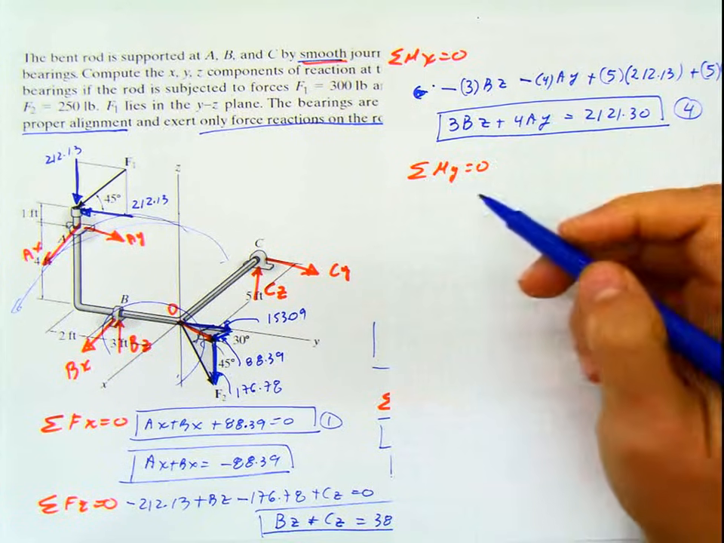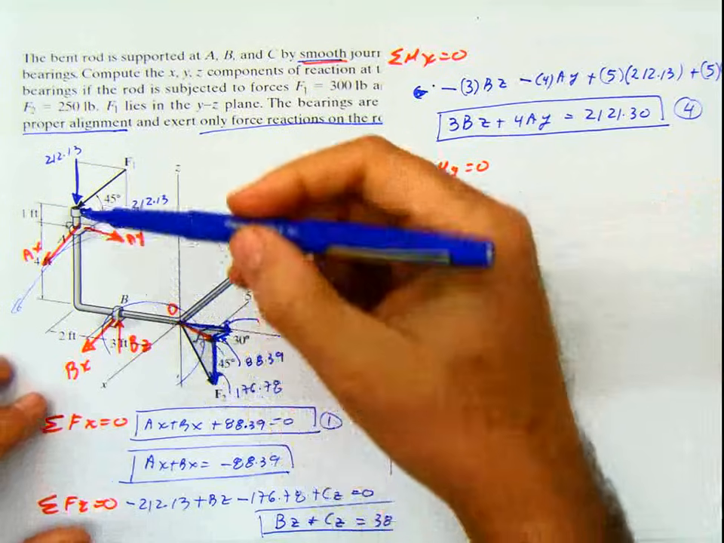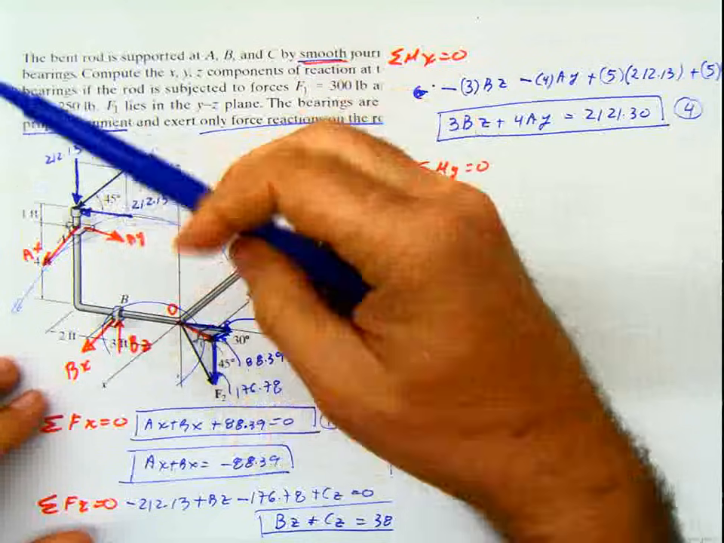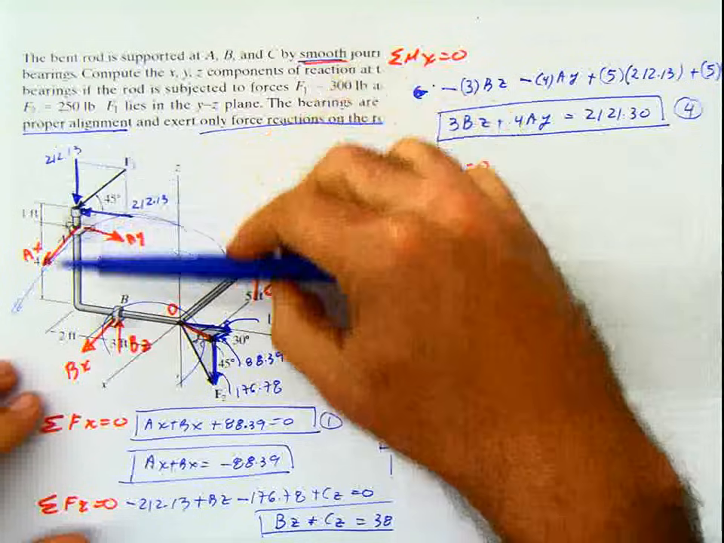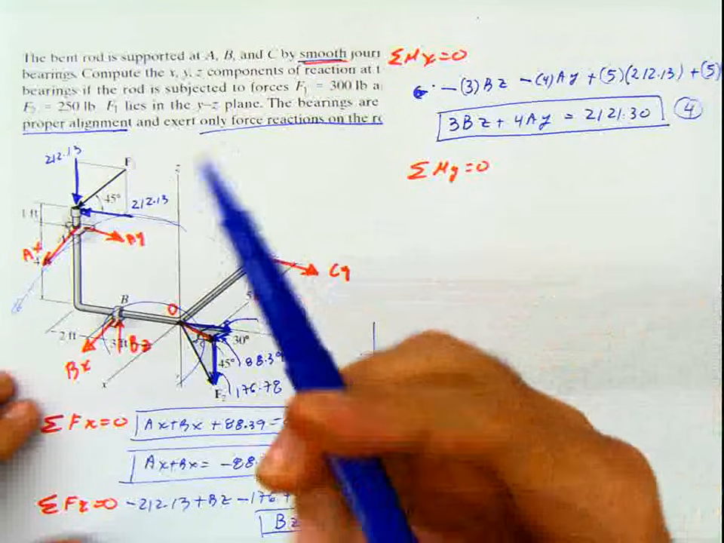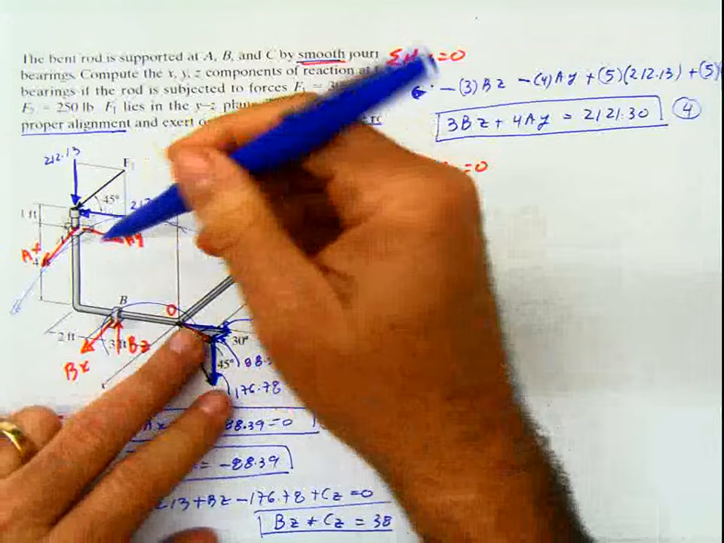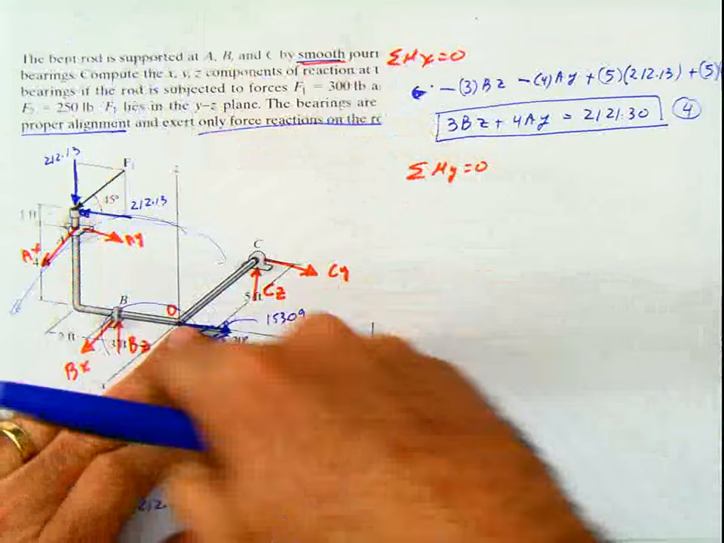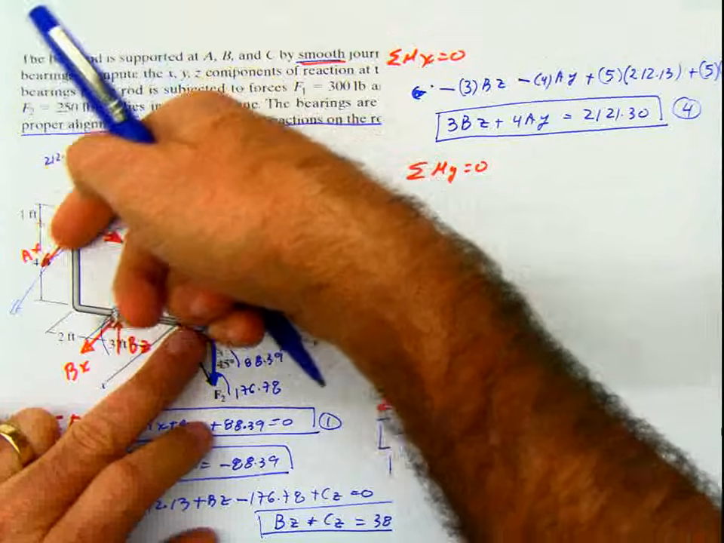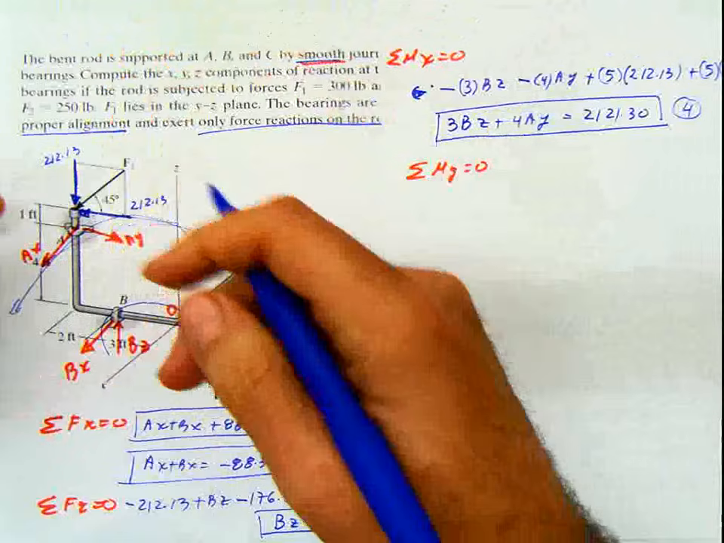Let's see what we do with the summation of moments about the y-axis. The y-axis is this one. This force and this force are in the y-z plane, so those two are not producing anything with respect to this one. This force here is producing about the x-axis. What about this force?